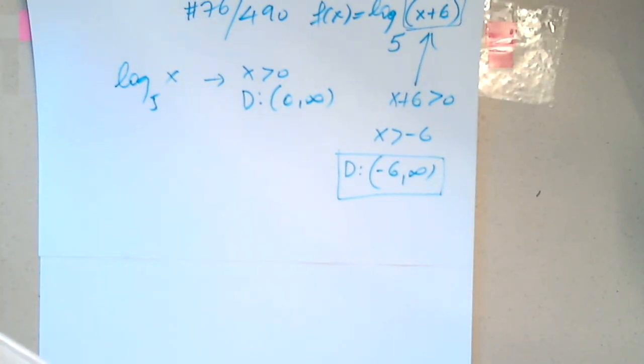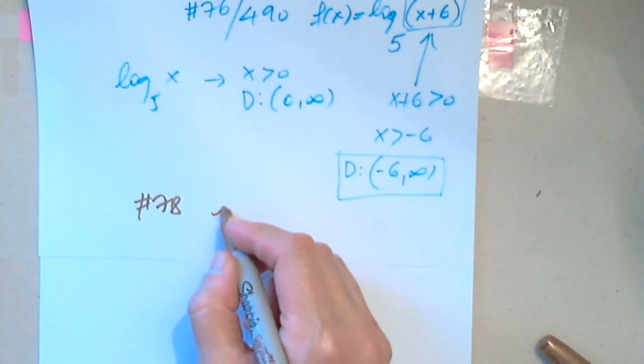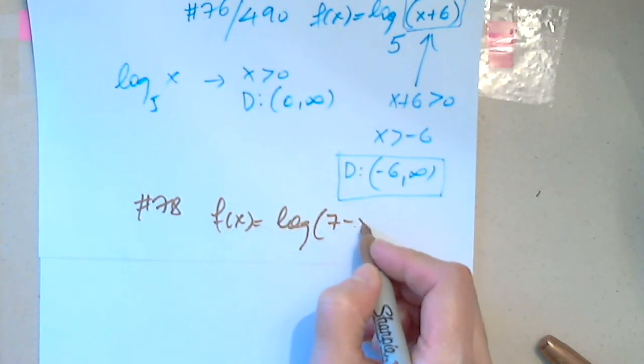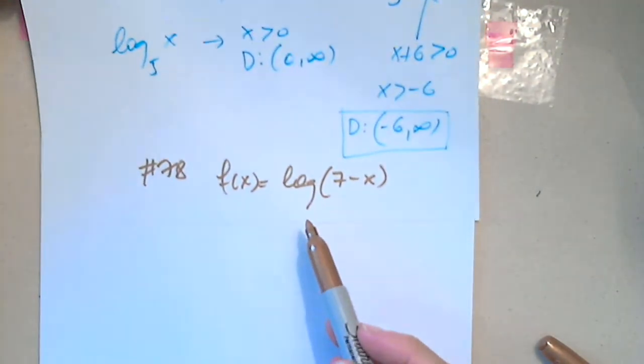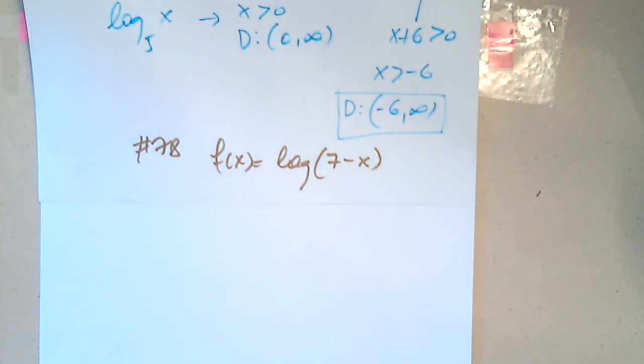So let's look at another example. Same page, 78. In 78, we have f of x equals log of 7 minus x. First, I want to ask you, what is the base? There is no log without a base. What is the base here? I don't see a base. What can it be?